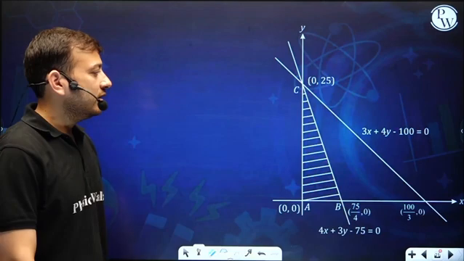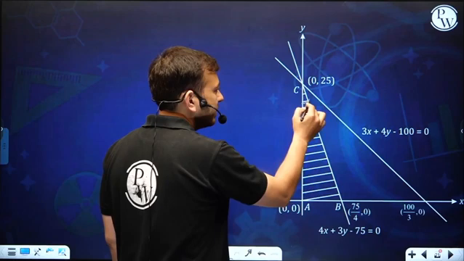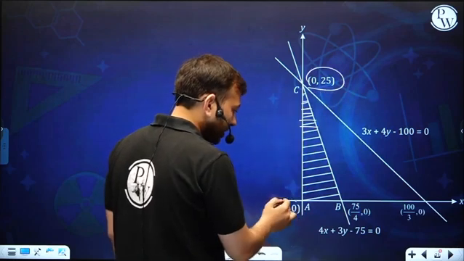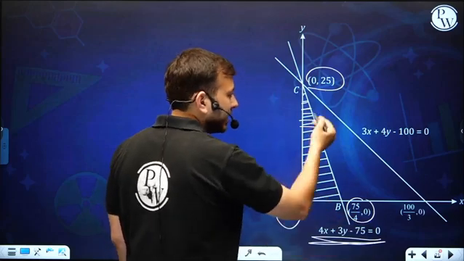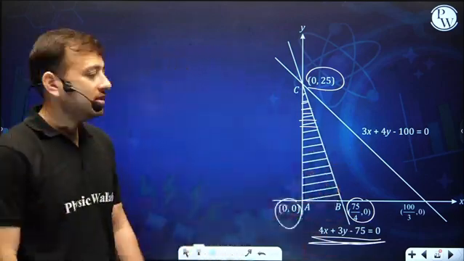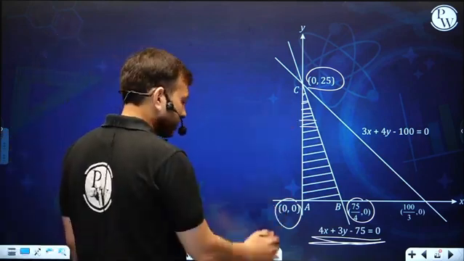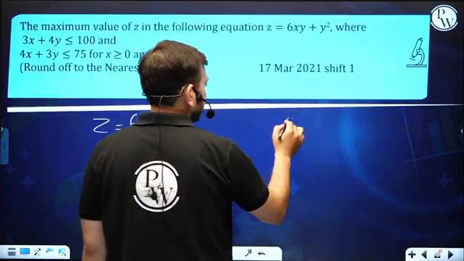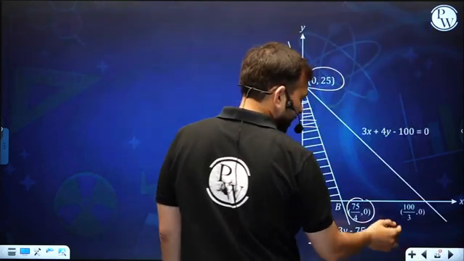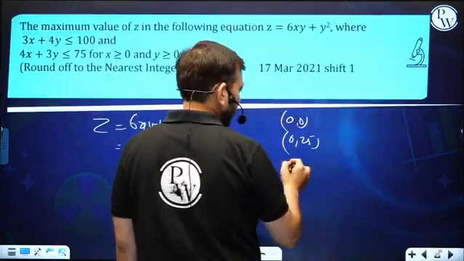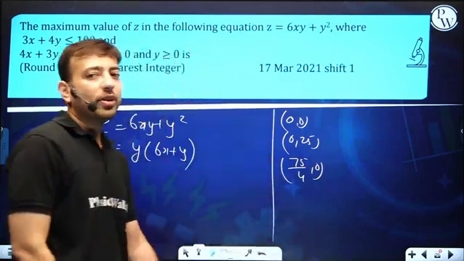I've already plotted it. So this will be the graph, and we are getting this as the common region. This line is giving you the entire answer, because the other line already falls in the region. Already solved for you. So we got 3 corner points: (0, 0), (0, 25), and the last point is (75 by 4, 0).